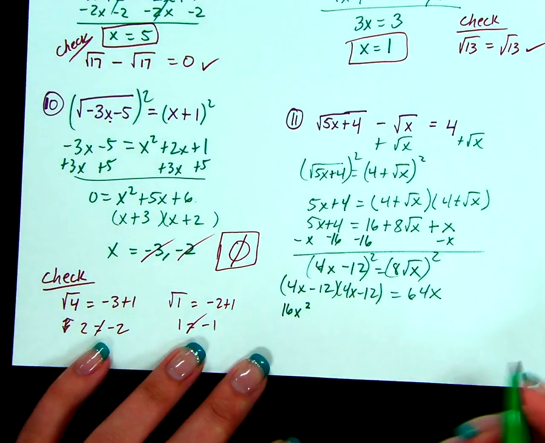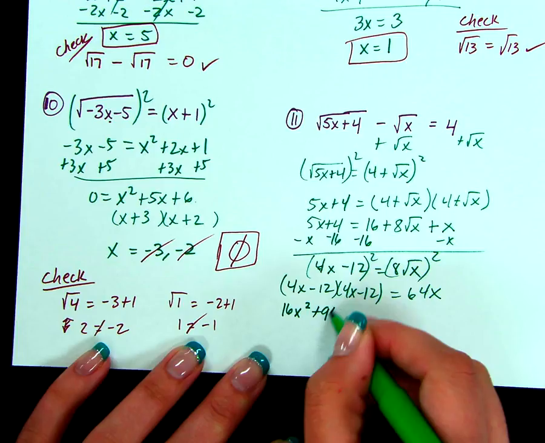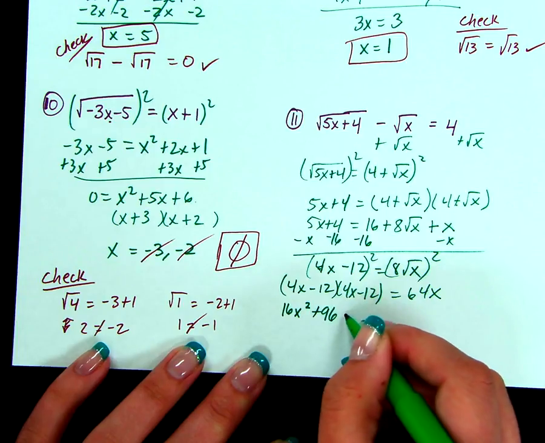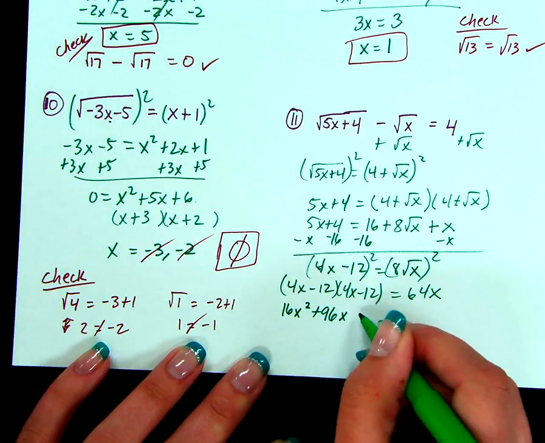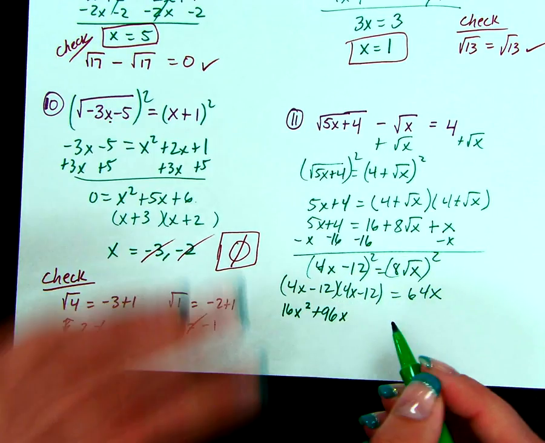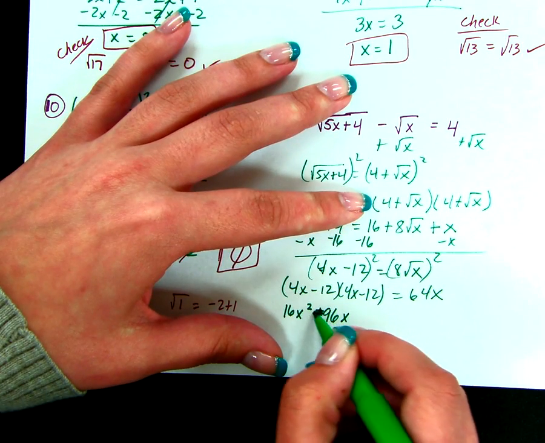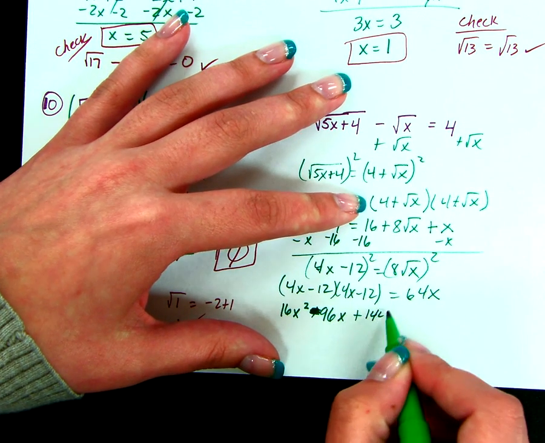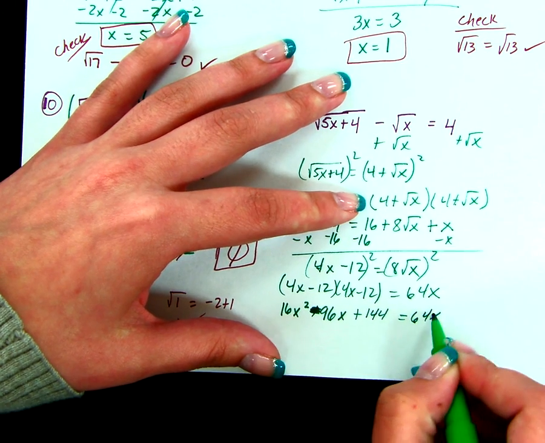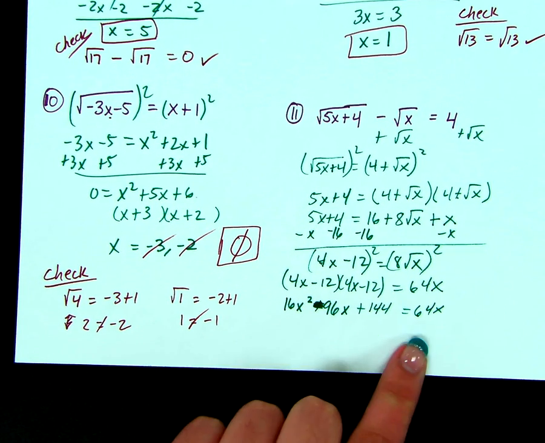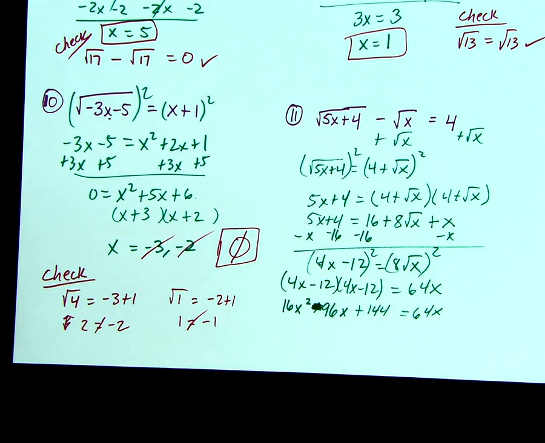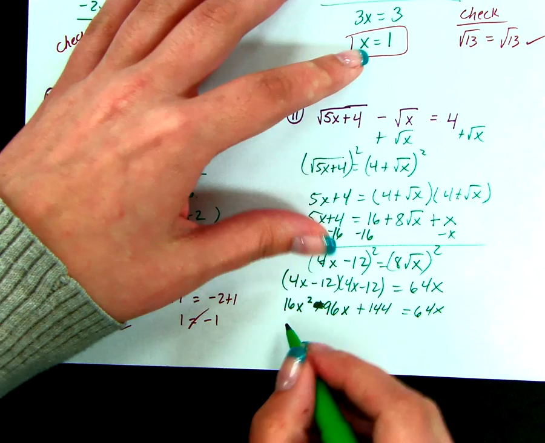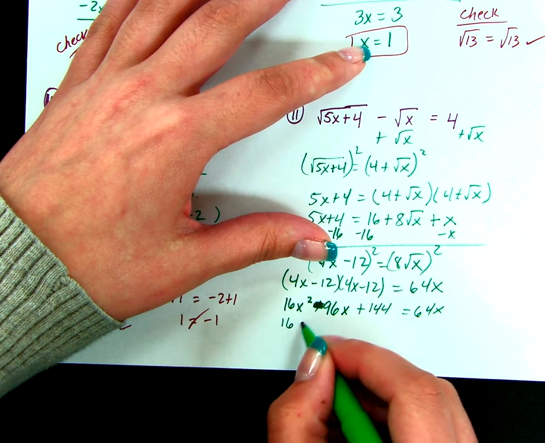So if we just add those right away, that will be a negative 96x. And then negative 12 times negative 12, oops, sorry, this should be a negative 96x. And then that'll be a positive 144 equals 64x. So now I need to subtract that 64. So negative 96 minus 64 is going to be a negative 160.